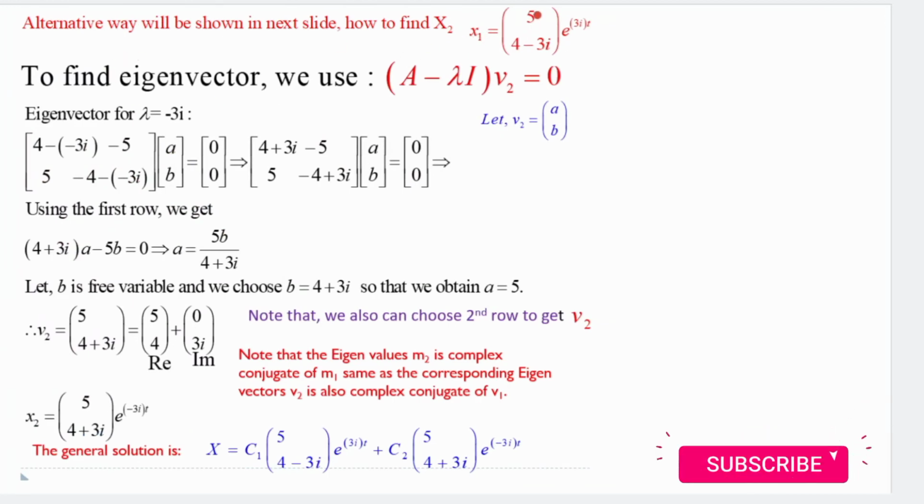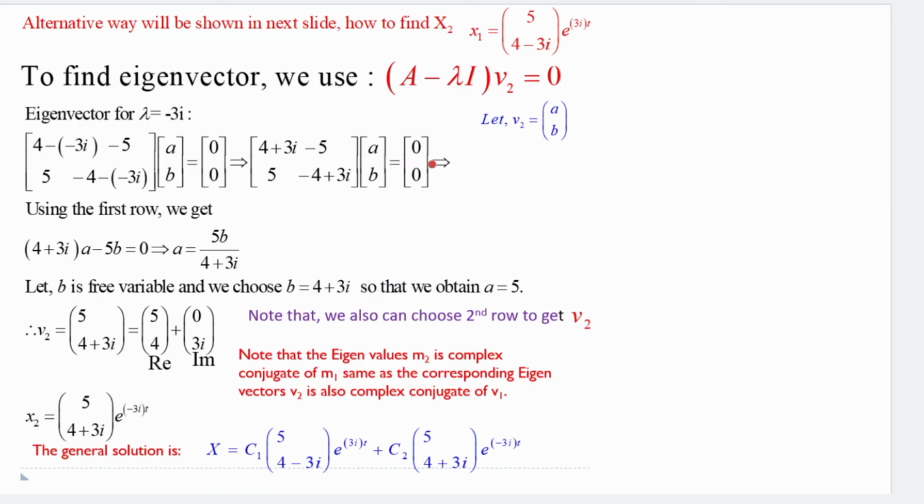Since our x1 is (5, 4 minus 3i) e^(3t), now we will find the vector B2 using this equation. Here we put A minus λI, which is the matrix with entries 5, minus 4 and minus λ. Our eigenvalue in this case is λ equal to minus 3i. So I put λ equals minus 3i here and here. These two remain unchanged. After simplification we get 4 plus 3i, minus 5, 5, minus 4 plus 3i. So this is our arbitrary column vector for B2.